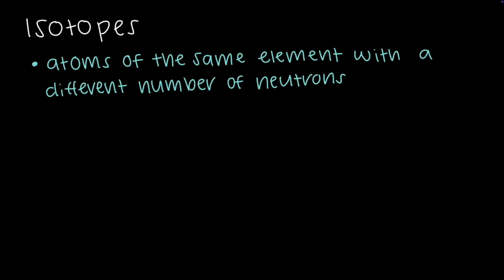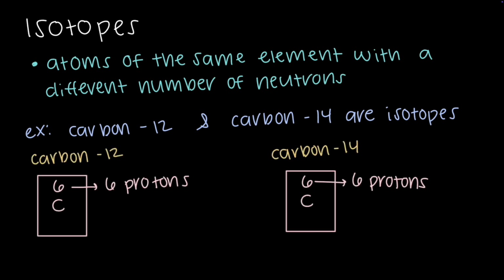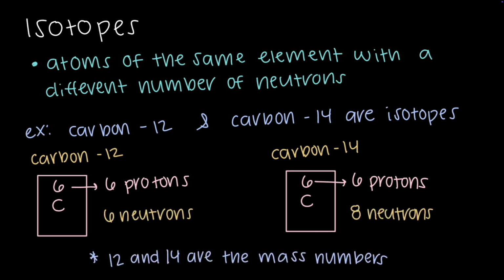This becomes really important when we talk about isotopes, and isotopes are atoms of the same element with a different number of neutrons. For example, carbon-12 and carbon-14 are isotopes because they are both carbon with 6 protons, but carbon-12 has 6 neutrons and carbon-14 has 8 neutrons. Both are carbon, but 14C is radioactive and behaves differently due to the different number of neutrons that it has.